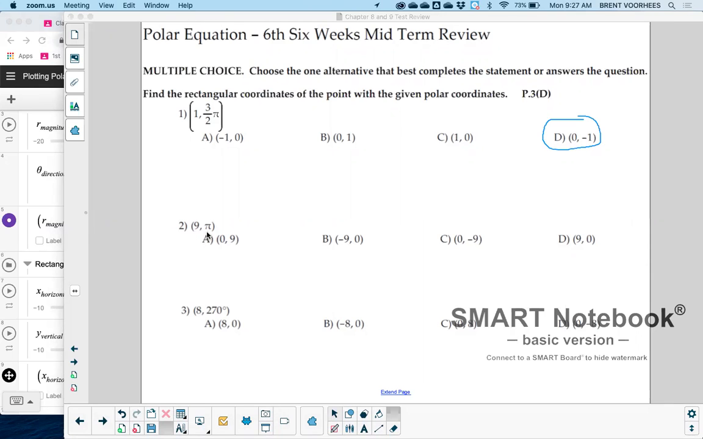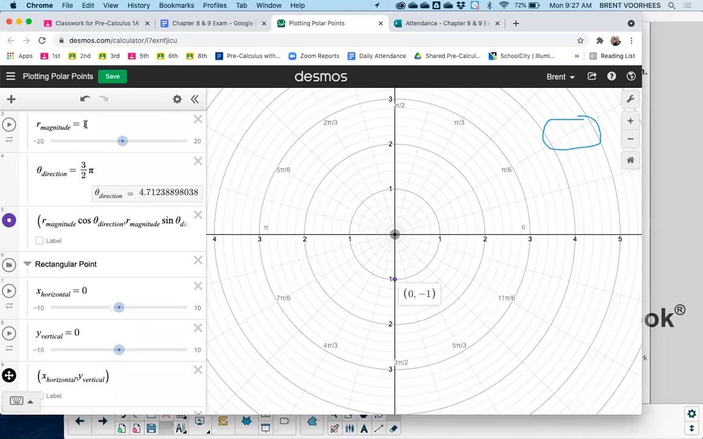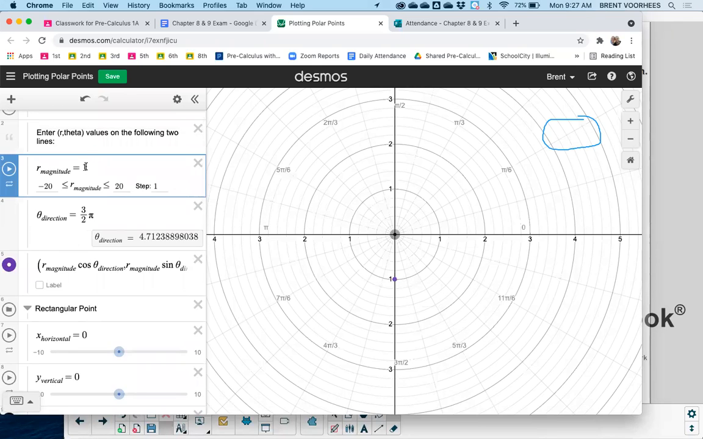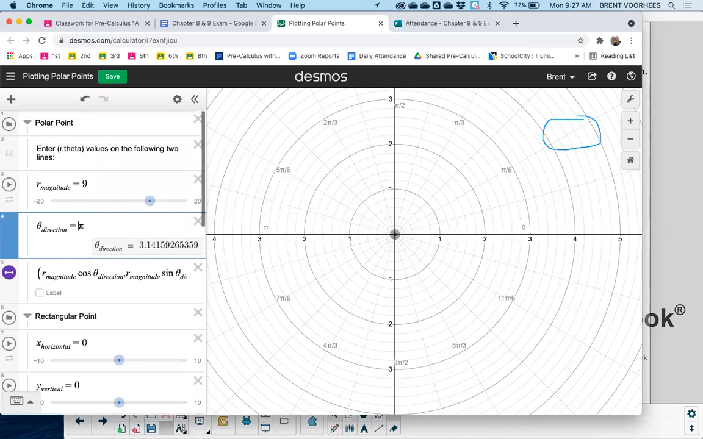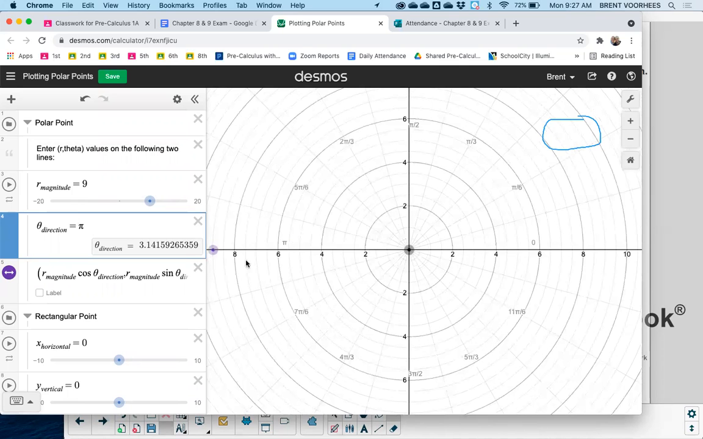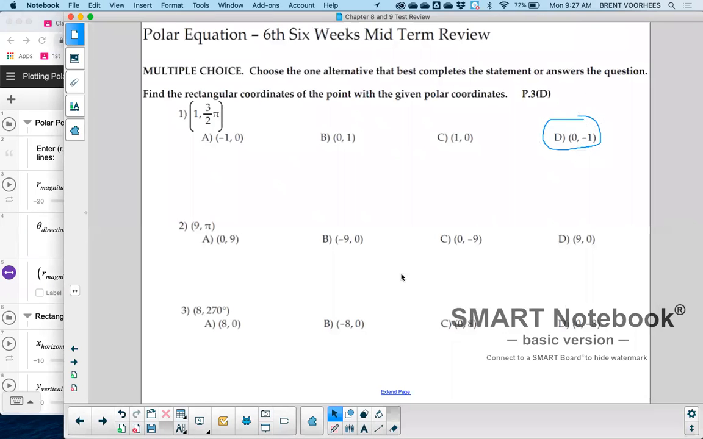So let's try number 2 now. Number 2 says that we're looking for 9 comma pi. So I'm going to come back to my calculator and change this value to 9 and pi. A polar point is given as r, theta, and that's what I'm plugging in, the r and the theta here. When I do that, we get a point. Let me zoom out a little bit. There it is. If you click it, this would be negative 9 comma 0. So the answer on number 2 would be negative 9, 0.